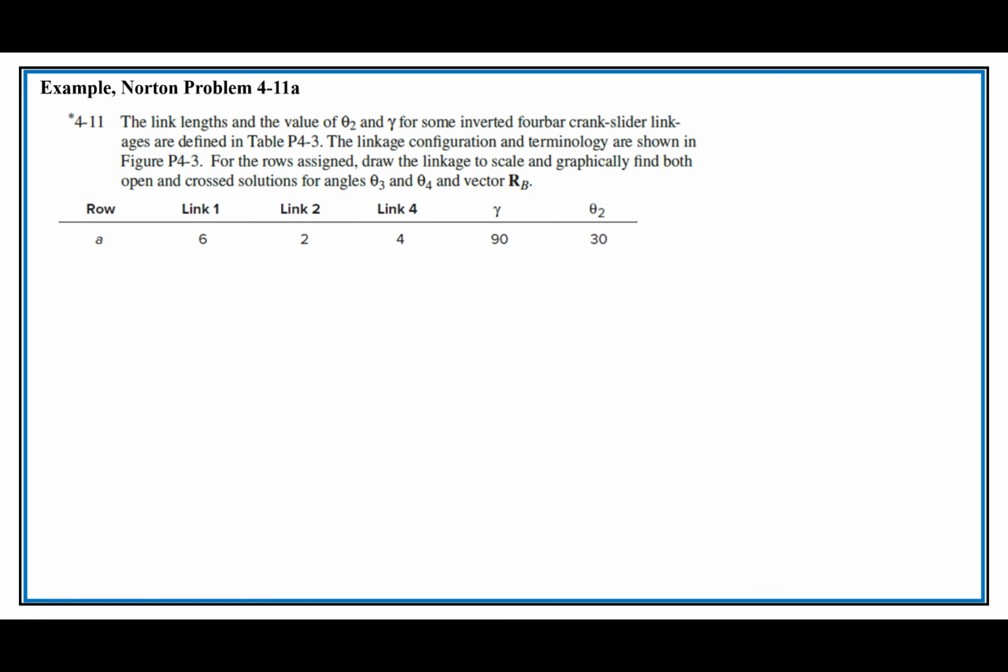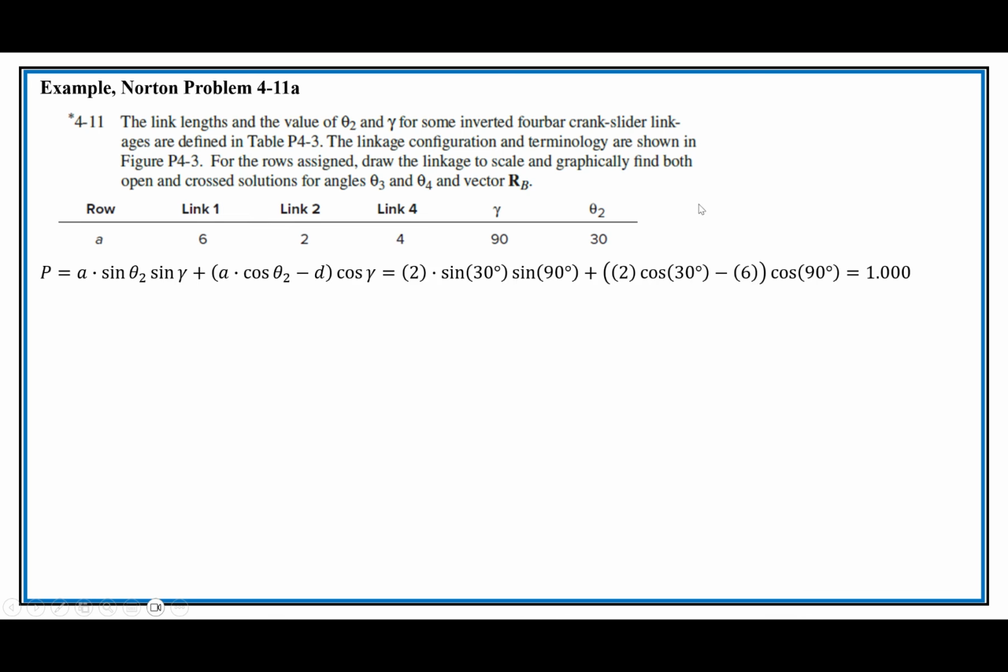So here is an example. They don't have an explicit example in the textbook, so I just picked the main problem in the back of the chapter that deals with this scenario, and that's row A. So here are the distances. I think these are inches. They would make more sense if they were inches than anything else. Theta 2 is 30 degrees, and gamma is 90 degrees. So it ends up we could draw these things.